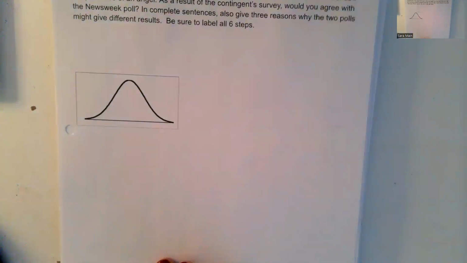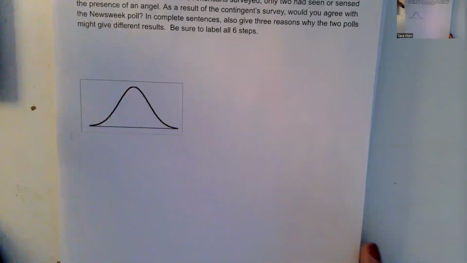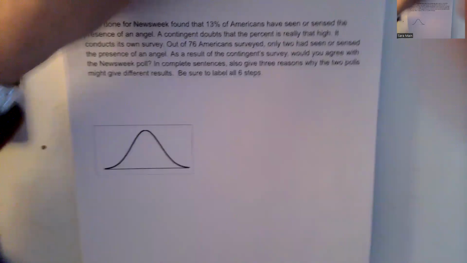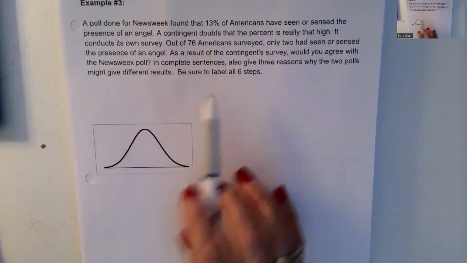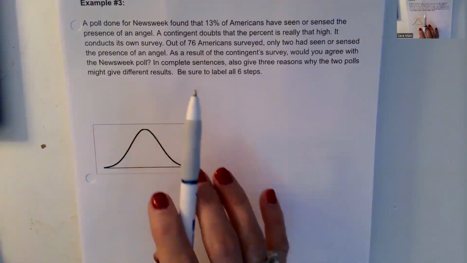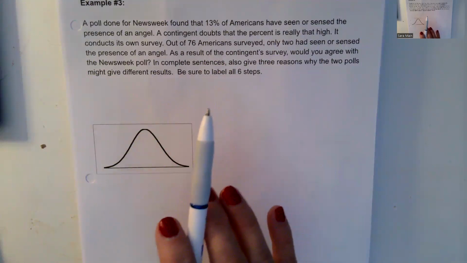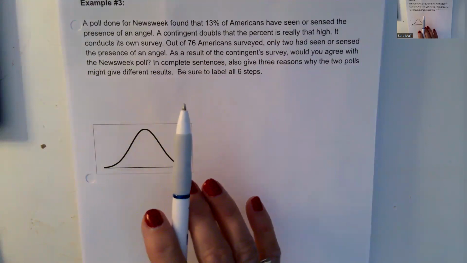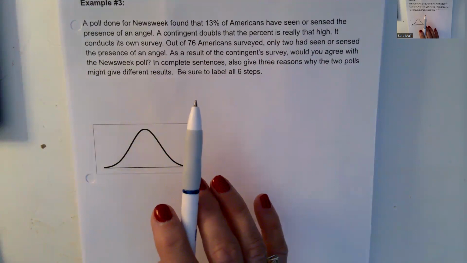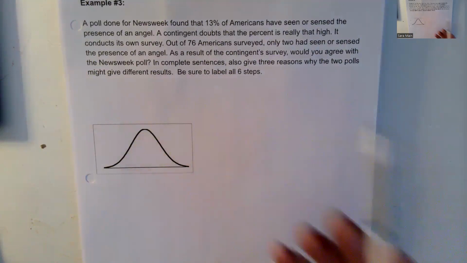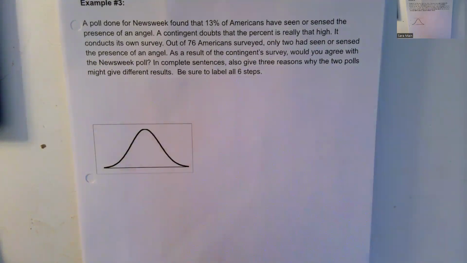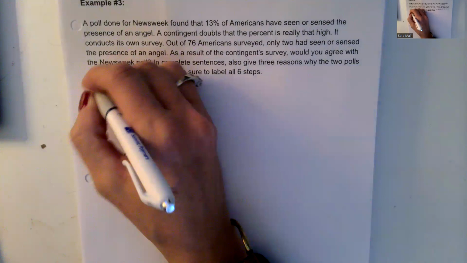Okay, our last example for chapter 8. A poll done for Newsweek found that 13% of Americans have seen or sensed the presence of an angel. A contingent doubts that the percent is really that high. It conducts its own survey. Out of 76 Americans surveyed, only 2 had seen or sensed the presence of an angel. As a result of the contingent survey, would you agree with Newsweek poll? In complete sentences, also give 3 reasons why the 2 polls might give different results, and be sure to label all 6 steps.